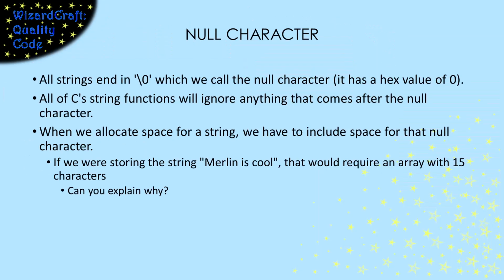Remember, in C, arrays don't know how long they are, so we need some way of knowing where the string ends. C does that by saying that all strings have to end with the character \0, which we call the null character, and it has a hex value of 0. All of C's string functions will pay attention to that null character and ignore anything after it. When we store a string, we have to make sure that there is space for that null character. So storing Merlin is cool would require 14 characters for the characters, plus one more character for the null terminator.